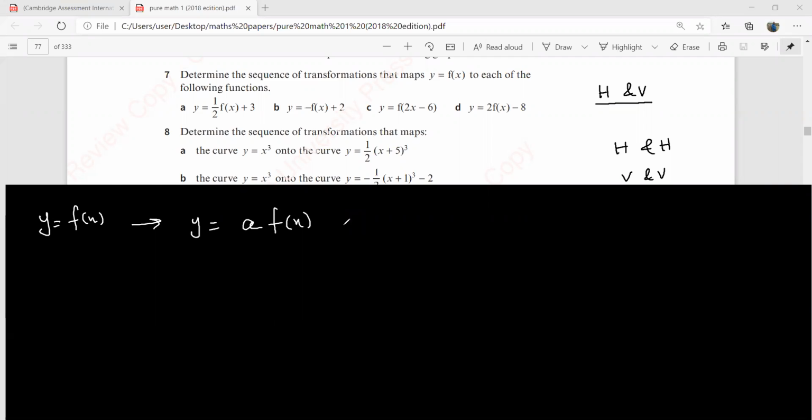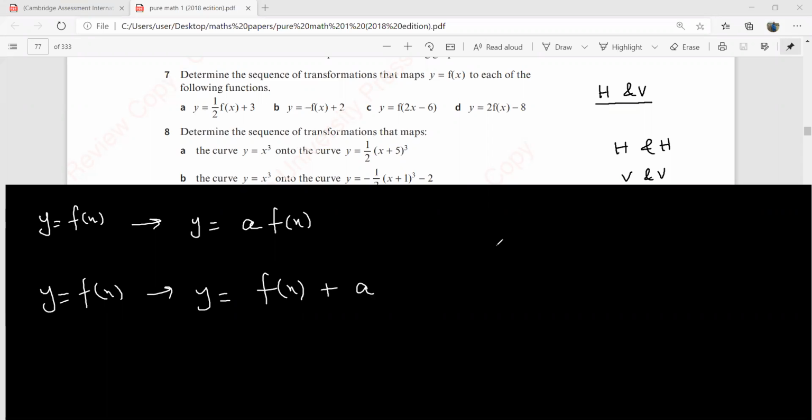What kind of stretch is this? Is this a vertical stretch or a horizontal stretch? Vertical. Yes, this is the vertical stretch. And if you have y equals f of x, and you go to f of x plus a, is it a horizontal translation or a vertical translation? Vertical translation. So in your 7 part A, we have both a vertical stretch and a vertical translation.